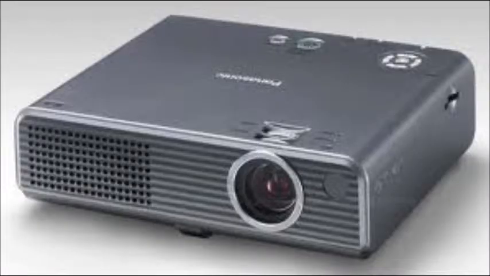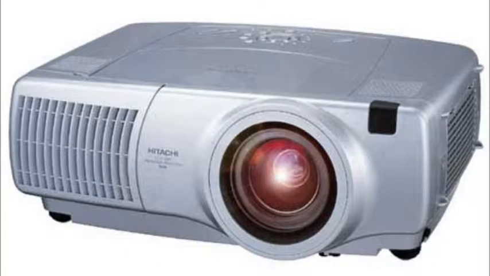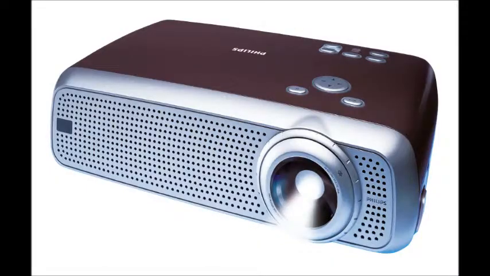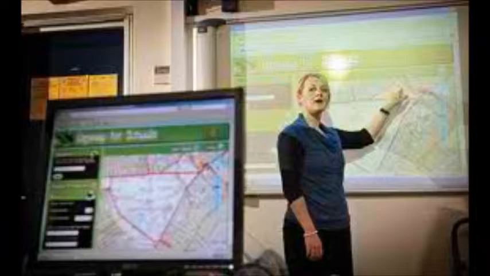What is an LCD projector? Liquid crystal display or LCD projector is used with a computer to do essentially the same thing as an overhead projector, that projects an image onto a screen or a blank wall, providing more instructional flexibility. It has revolutionized the audiovisual industry.